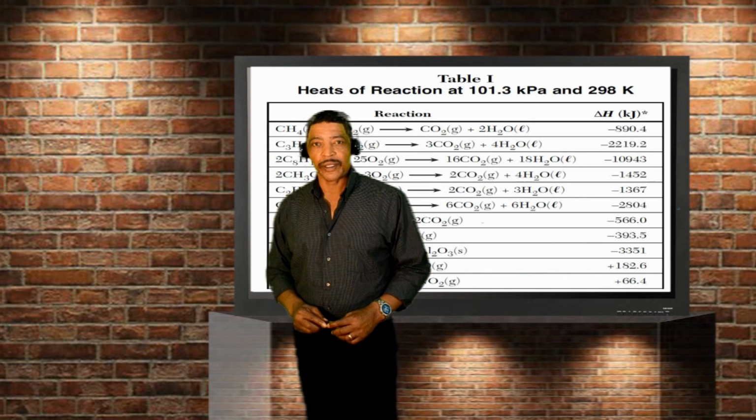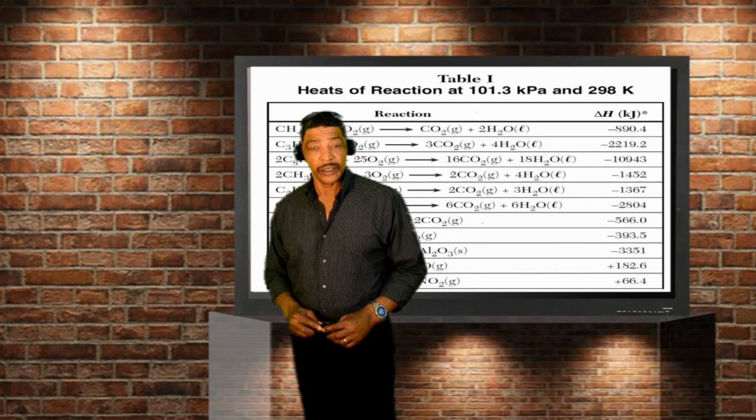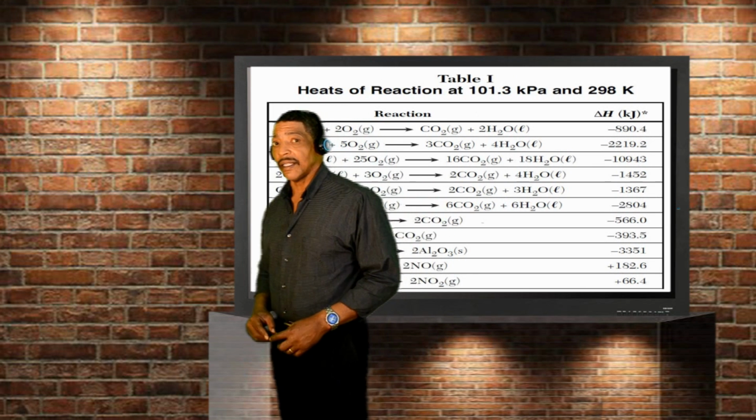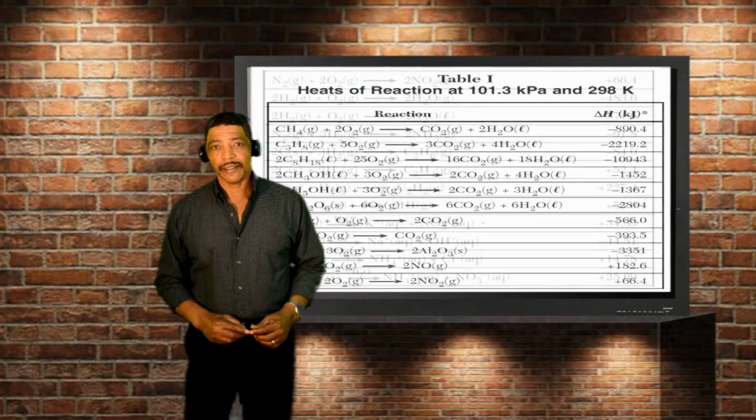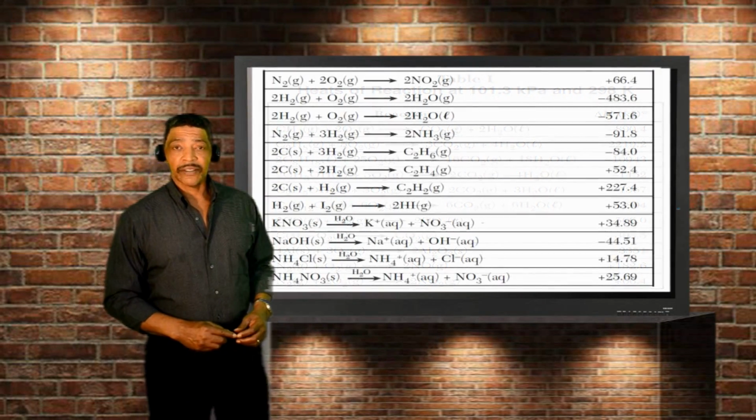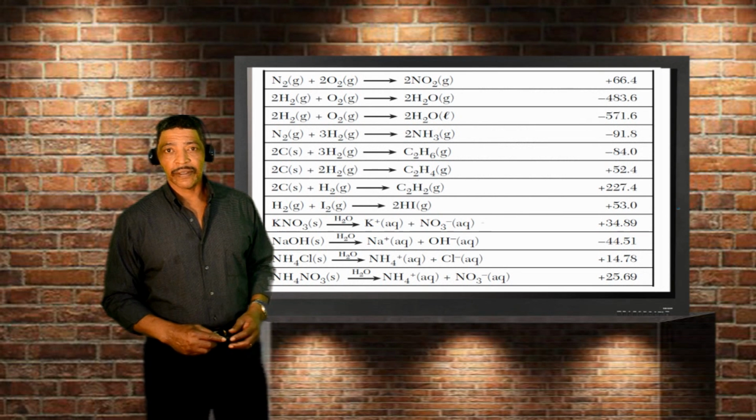To determine whether or not a reaction is exothermic or endothermic, simply refer to your table of heats of reaction. If a reaction has a delta H value that is negative, then the reaction is exothermic. If the reaction has a delta H value that is positive, then the reaction is endothermic.